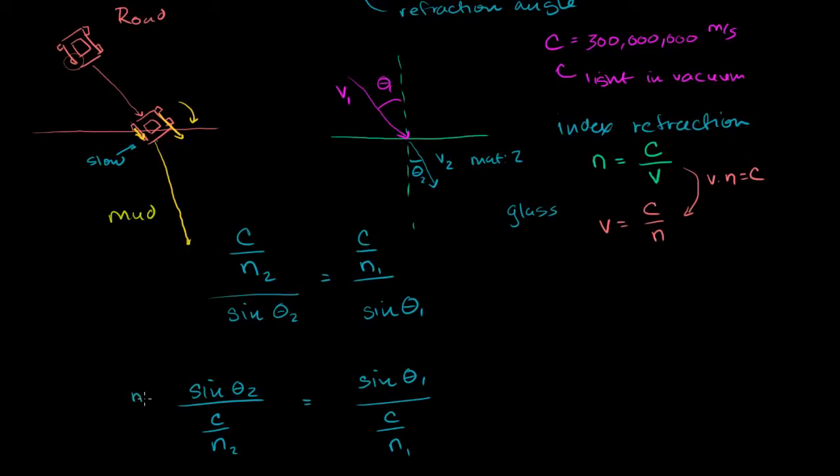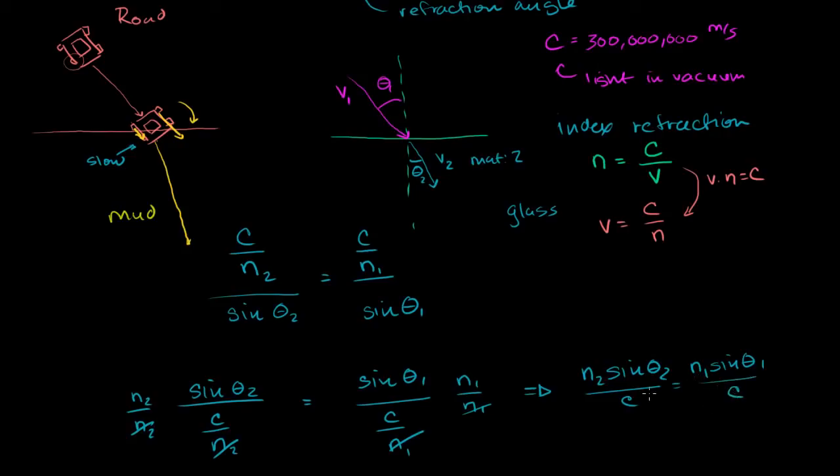If we multiply n2 over n2, we're not changing it. This is really just going to be 1. But this and this are going to cancel out. And let's do the same thing over here. Multiply the numerator and the denominator by n1. So n1 over n1, that and that are going to cancel out. And so we get n2 sine of theta 2 over c is equal to n1 sine of theta 1 over c.